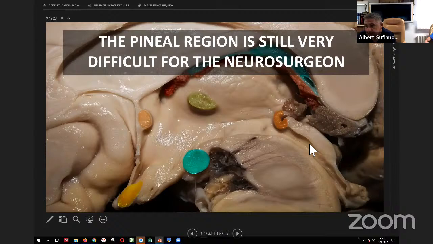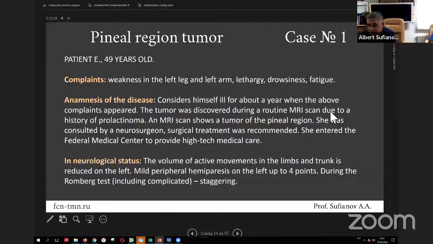So the pineal region is still a very difficult and challenging place for the neurosurgeon. You see the anatomical specimen. I won't explain a lot about anatomy because the previous lectures were beautiful, really brilliant. I just want to show how challenging the place is, very deep, with many vascular and nervous components inside. And I want to start to show our experience with pineal region tumor surgery.